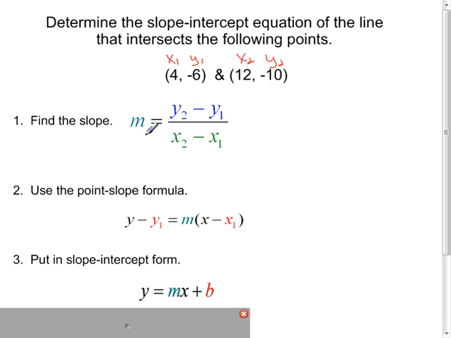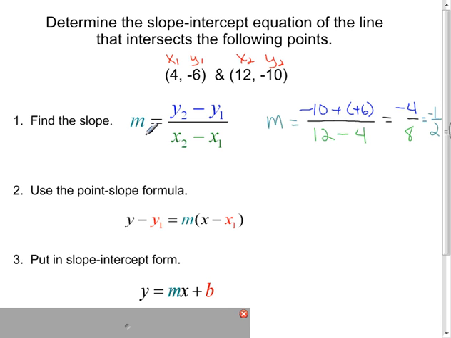And then when we move to the formula for slope, we're going to say m equals y2, which is negative 10, minus y1, which is negative 6, divided by x2, which is 12, minus x1, which is 4. And then I'll continue to simplify that and get negative 10 plus 6 is going to be negative 4, and that'll be over 12 minus 4 is 8. My slope will be negative 1/2.